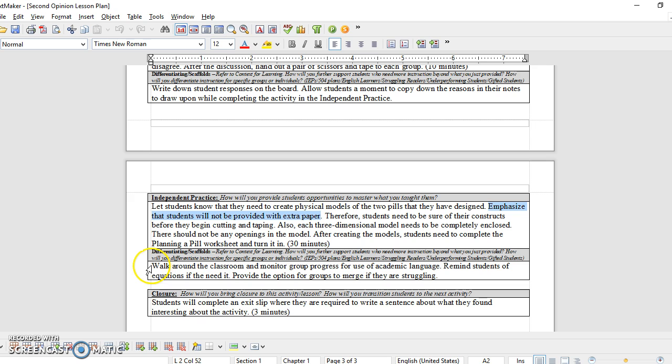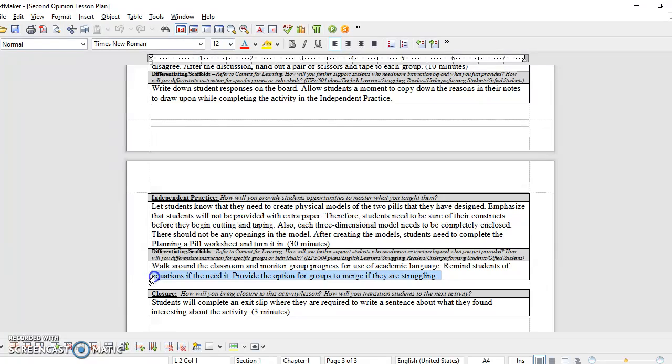The scaffolding here, I wish I could have done more with, but I feel like the best scaffolding here will be to monitor the group progress. I do want to make sure that students are using academic language. I might fill in and substitute some vocabulary if I hear students using everyday language to describe academic ideas.